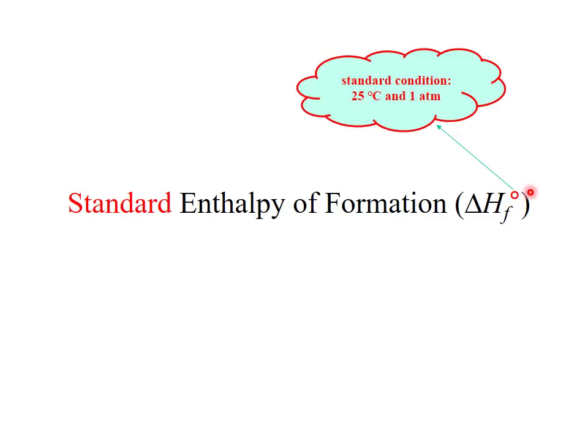Now let's understand what standard enthalpy of formation is. Standard enthalpy of formation is represented by delta H sub F naught. The circle on the top represents a standard condition, which is 25 degrees Celsius and 1 atmosphere pressure.